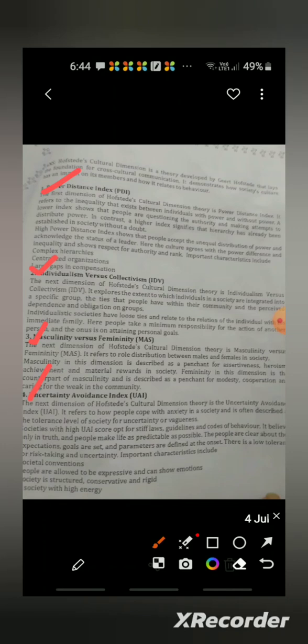Important characteristics include societal conventions. People are allowed to be expressive and can show emotions. Society is structured, conservative, and rigid. Society with high energy.